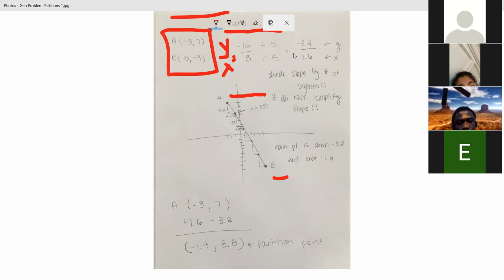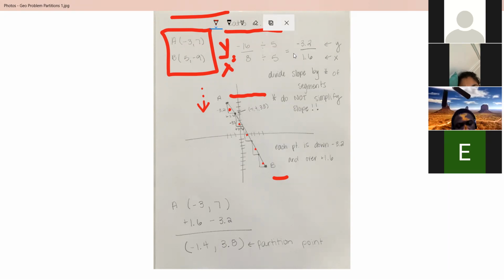So you move down 3.2, moved from A all the way to B, so moving downward, and then moving over 1.6. So you keep doing that, and it divides it into 5 spaces. Each point is down negative 3.2 and over 1.6. Okay. Now there's another way you can do it as well. After you've confirmed that yes, that will work, and you have your 1-to-4 ratio, because there's one right here, and here's the other. 1, 2, 3, 4. You see that?